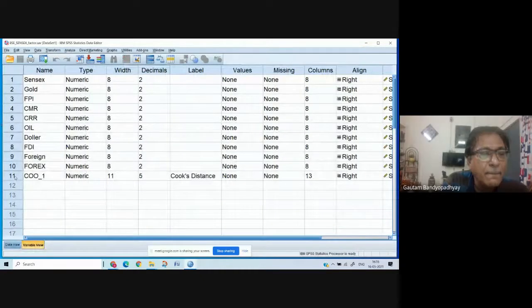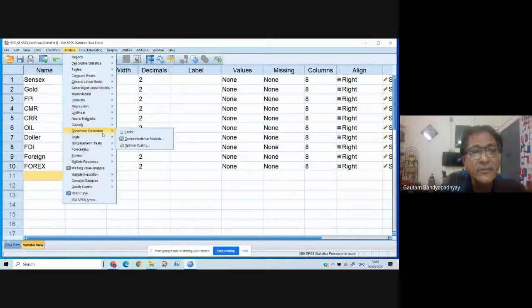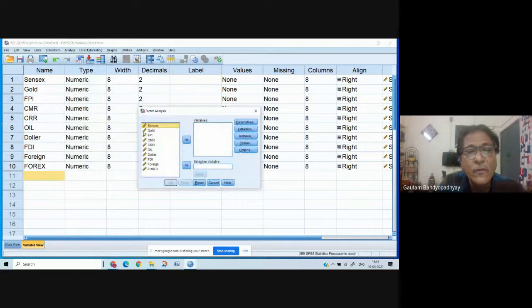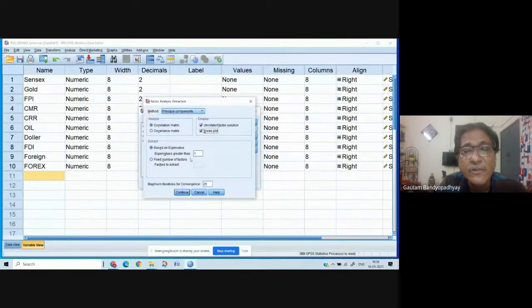So just for your understanding, I am going to do factor analysis. It will serve revision purposes also. We take gold, API, CRR, oil, forex, because I know these things. Correlation, discriminant, no need to solve; anti-image, extraction, scree plot, no need to solve.